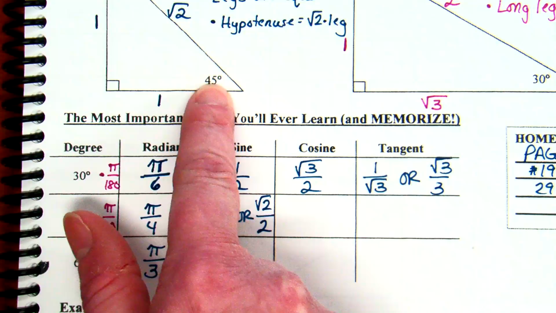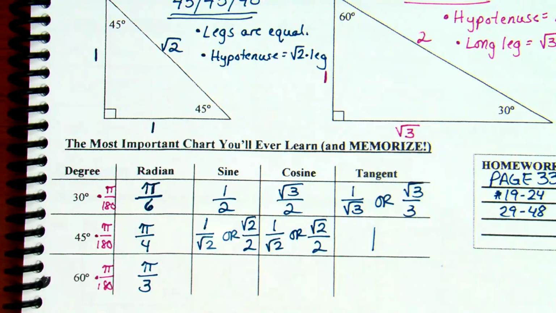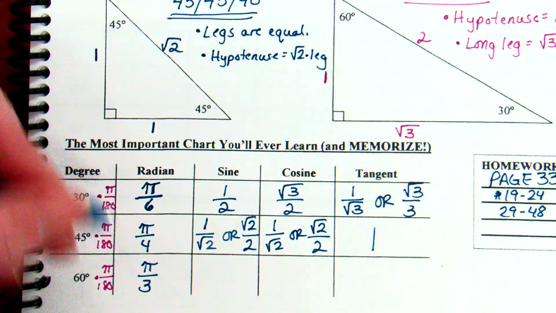And last 45 degrees, tangent. What about tangent? Opposite over adjacent, 1 over 1, which is 1. Okay. 60-degree row. Sine of 60. So that means you're looking at the 60-degree angle here. What's sine of 60? Opposite over hypotenuse, square root of 3 over 2.